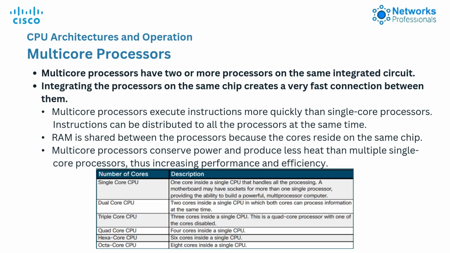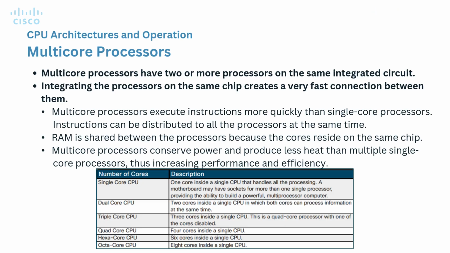Multi-core processors have two or more processors on the same integrated circuit. Integrating the processors on the same chip creates a very fast connection between them. Multi-core processors execute instructions more quickly than single-core processors. Instructions can be distributed to all the processors at the same time. RAM is shared between the processors because the cores reside on the same chip. Multi-core processors conserve power and produce less heat than multiple single-core processors, thus increasing performance and efficiency.